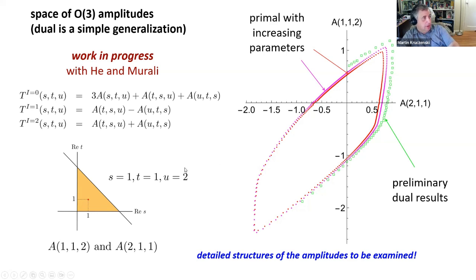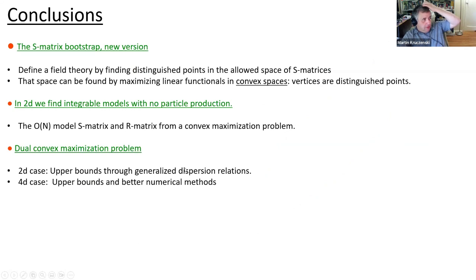Okay, so to conclude, there is a new version of this S matrix bootstrap of Chew and Mandelstam, which is to define a field theory by finding some distinguished point in the allowed space of S matrices. And those can be found by maximizing linear functions in a convex space. There are many good numerical packages for doing that. They are free for academic use.